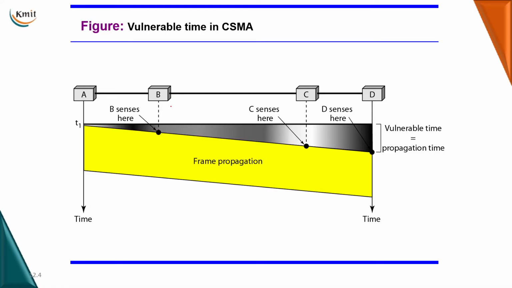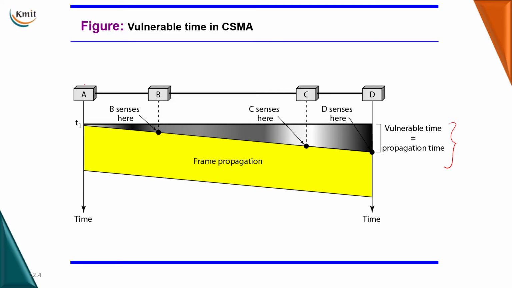Now let us see what the vulnerable time in CSMA is. If you remember, the vulnerable time in pure Aloha was 2 times the frame time. The vulnerable time in slotted Aloha was 1 times the frame time, but here in CSMA the vulnerable time is equal to the propagation time. Let me tell you how.